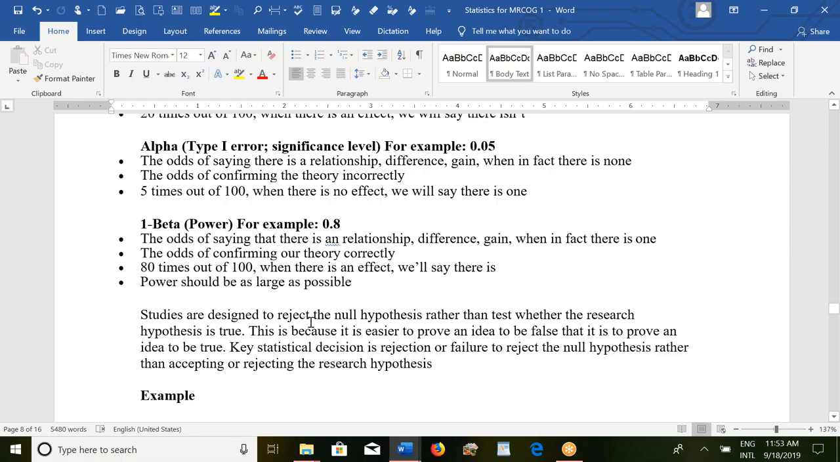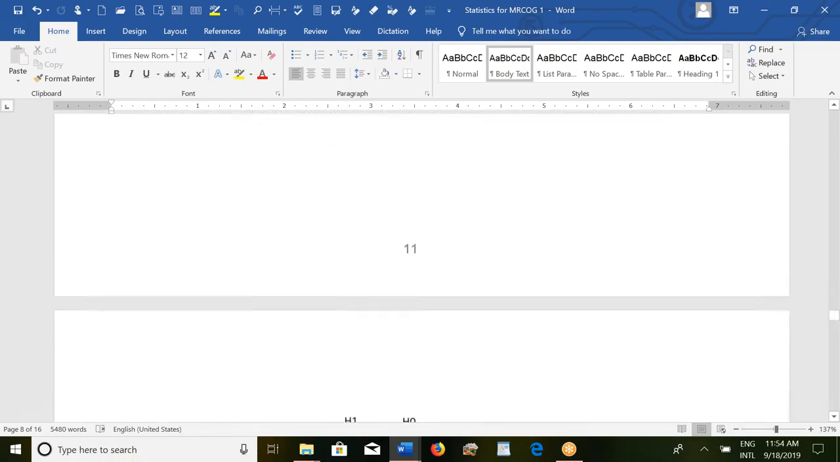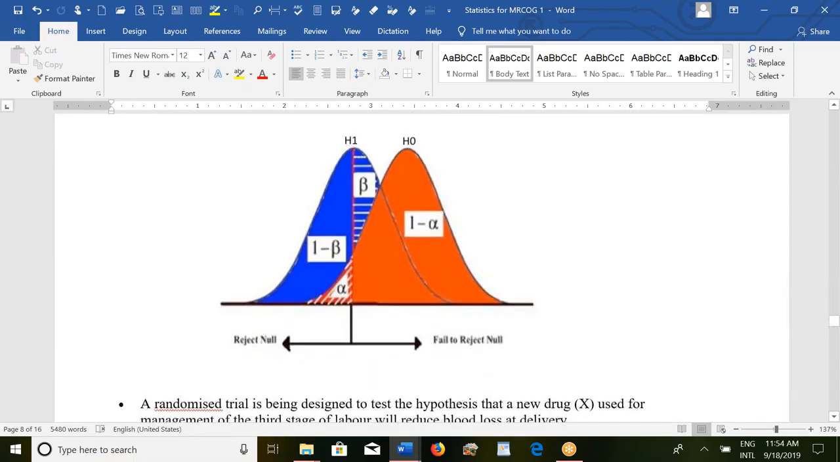Studies are designed to reject the null hypothesis rather than test whether the research hypothesis is true. This is because it is easier to prove an idea to be false than it is to prove an idea to be true. The key statistical decision is rejecting or failing to reject the null hypothesis, rather than accepting or rejecting the research hypothesis. So how can we give an example?